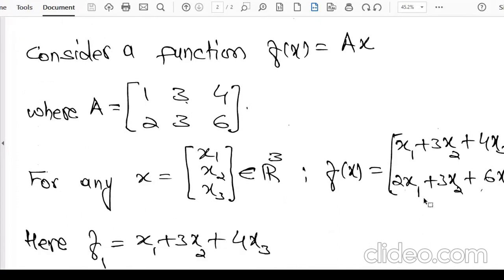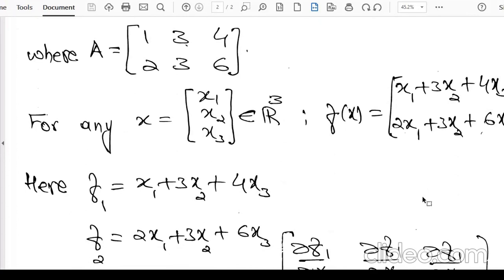So if I write them explicitly, what would I get? I would say that the first component of this vector valued function is x1 plus 3x2 plus 4x3, and the second component of this vector valued function is 2x1 plus 3x2 plus 6x3.